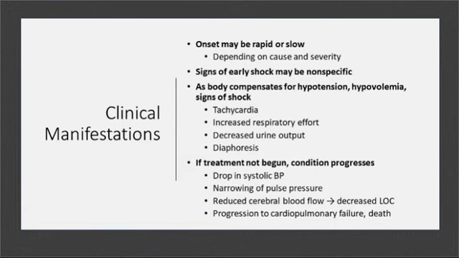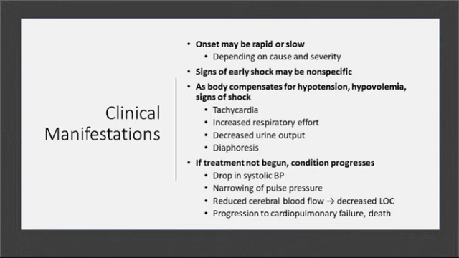And the clinical manifestations. These are just clinical manifestations of shock, not any certain type of shock. Now the rest is just generalized shock. Onset may be rapid or slow, depending on the cause and severity, obviously. Signs of early shock may be nonspecific, and we talked about that when we talked about sepsis. As the body compensates for hypotension and hypovolemia, the signs of shock are tachycardia, increased respiratory effort, decreased urine output, diaphoresis.